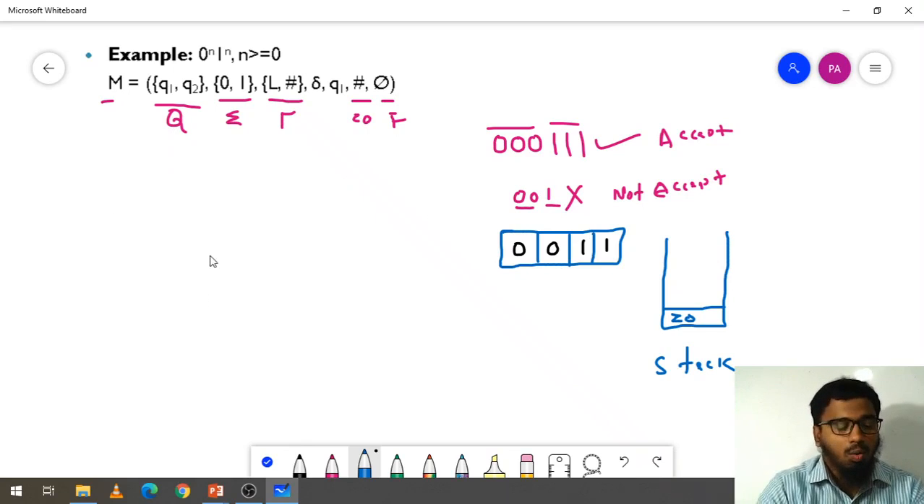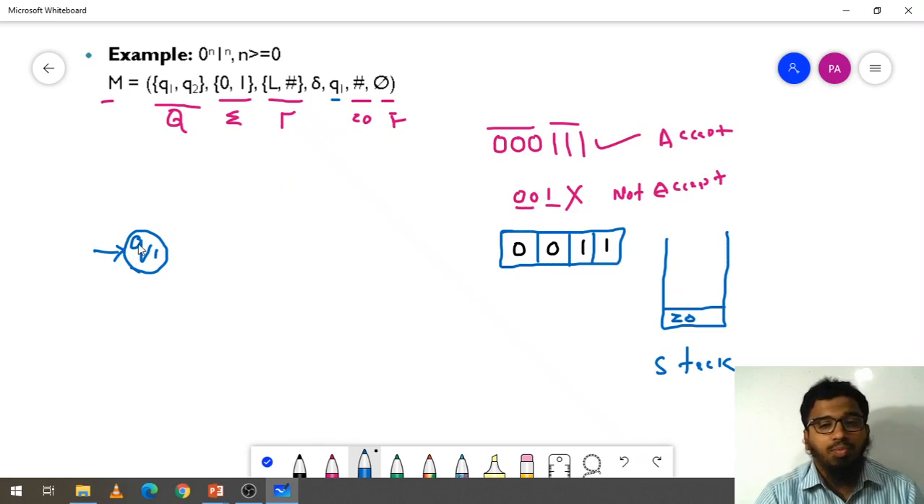So first of all we will solve this with the help of a state diagram. First of all we will draw this with the help of a state diagram. So first is Q1. What is the initial state? Initial state is Q1. Already it is mentioned here. Q1 on 0, here our mark is here.